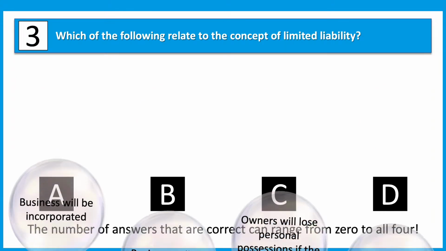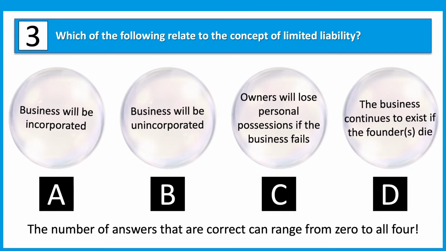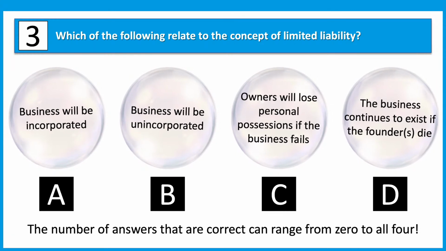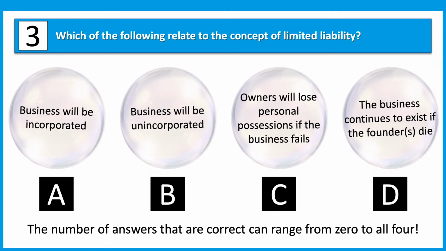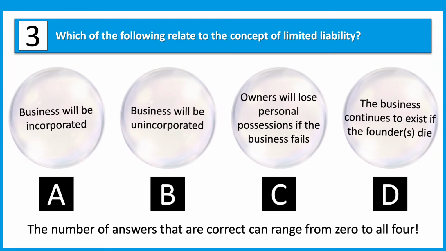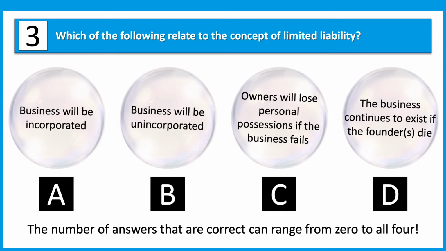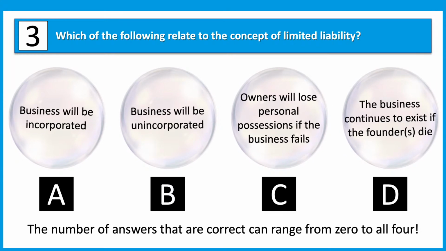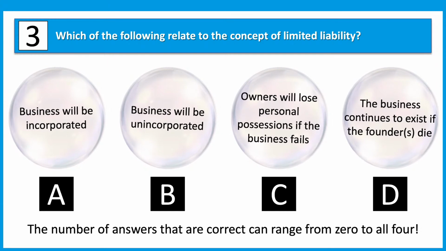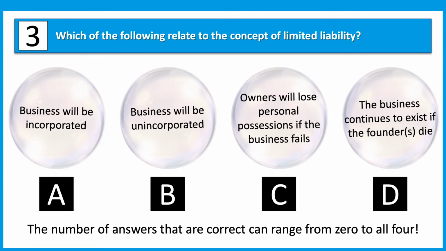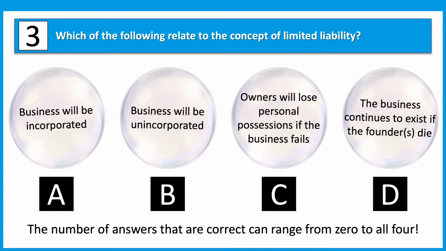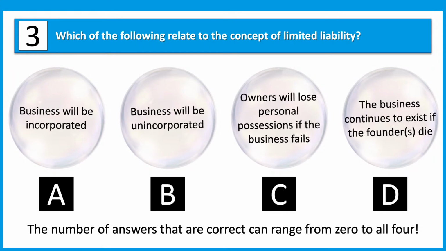Question 3. Which of the following relate to the concept of limited liability? So A, business will be incorporated. B, business will be unincorporated. C, owners will lose personal possessions if the business fails. And D, the business continues to exist if the founders die. So look at the different options, and then again into the chat window, type the letter or letters and the number of options that you believe are correct.